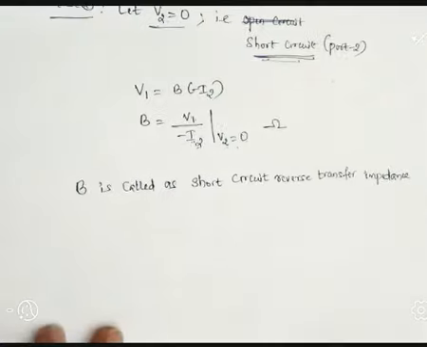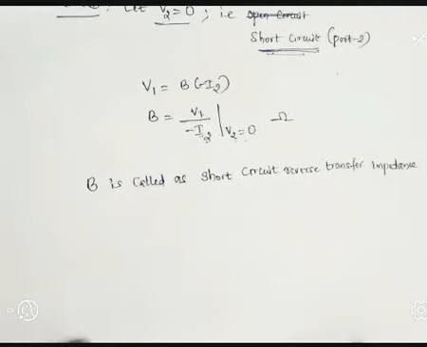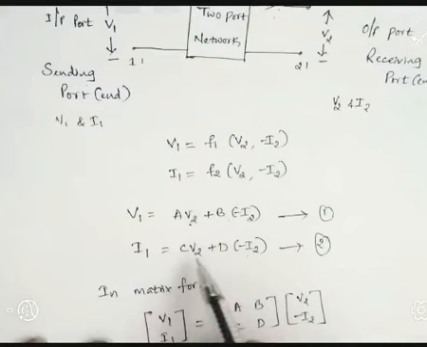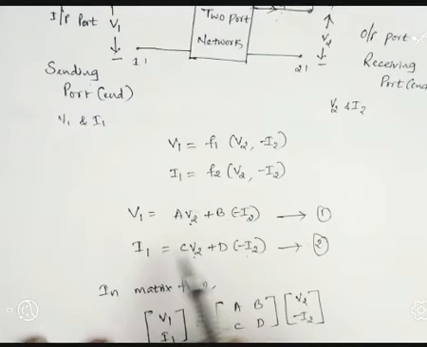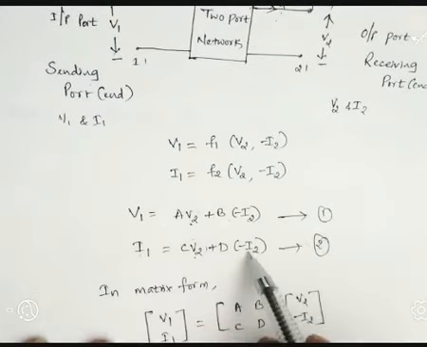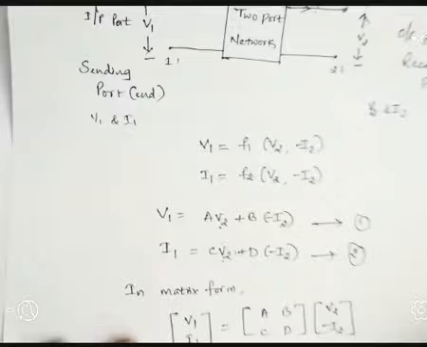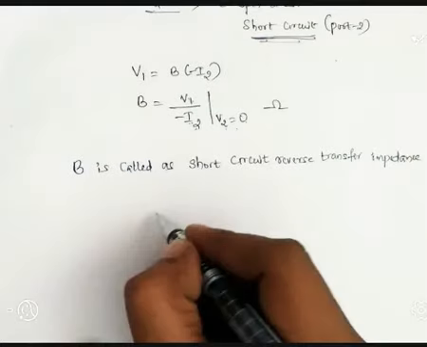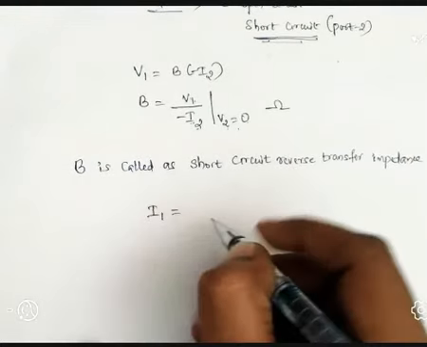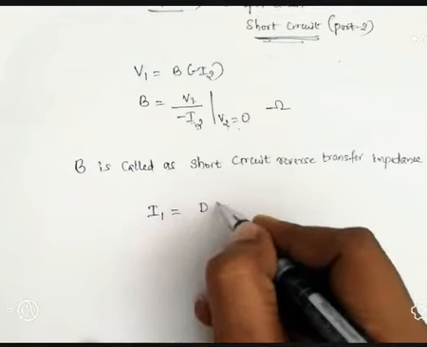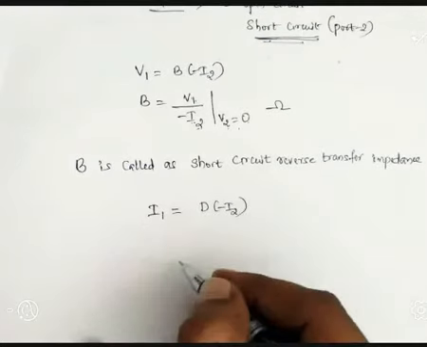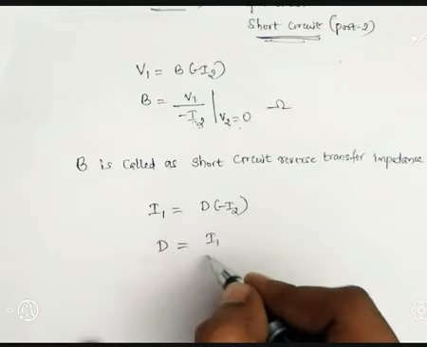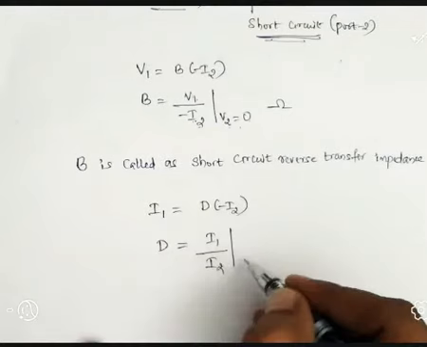Okay. Similarly, let us substitute V2 equal to 0 in equation 2, then it becomes 0, left with I1 equal to D into minus I2. Hence the parameter D, let us express in terms of D equal to I1 by I2. This is because V2 equal to 0.